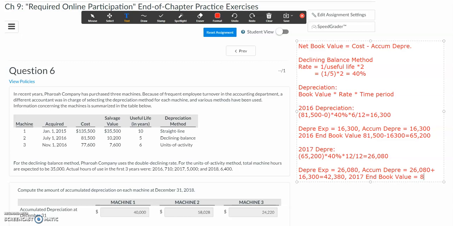And the other thing that we want to compute is our 2017 ending book value, which is going to be 81,500 minus our accumulated depreciation. So that will get you 39,120. Now we're ready for our 2018 depreciation. For 2018, remember 1 year's ending book value is the next year's beginning. And we're going to multiply that by the same 40% rate. And this asset will be in place for the whole year.